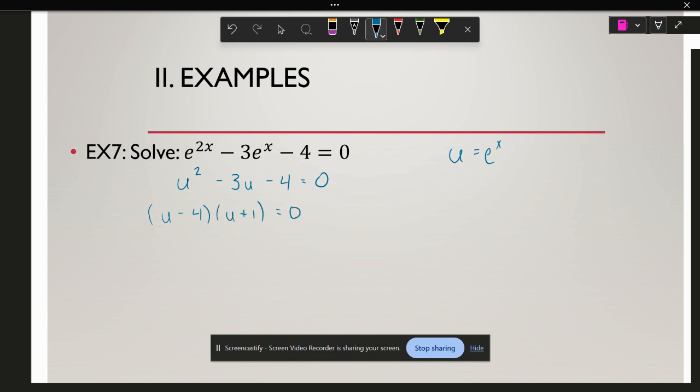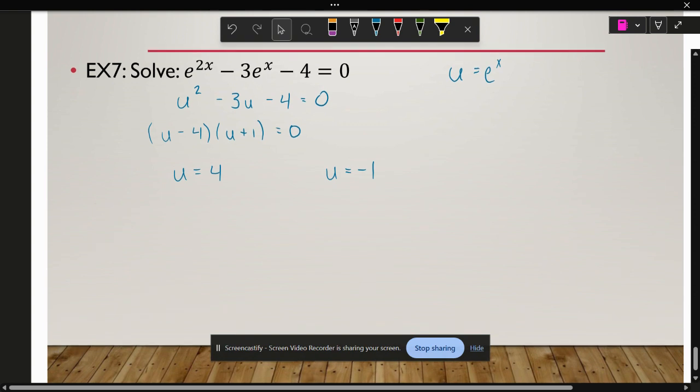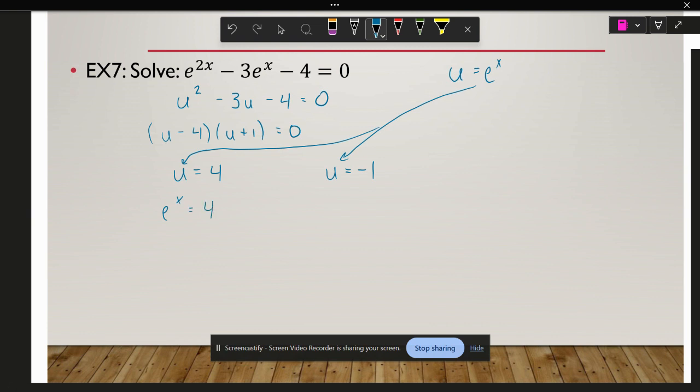This also, by the way, will help you with the more difficult problems whenever you see these. So then you'll have u. Remember, if you set each of those equal to 0, you'll get u is equal to 4 and u is equal to -1. Since u is e to the x, we're going to plug e to the x back in because we do need to solve for our x variable. So e to the x is equal to 4, e to the x is equal to -1.